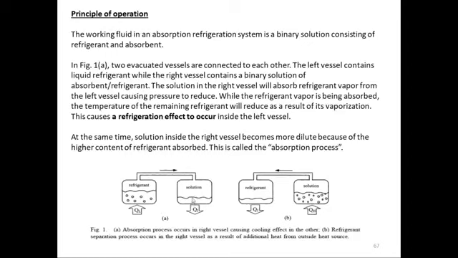This lithium bromide salt has an affinity for water vapor. It attracts water vapor. When the pressure is the same, we said it's evacuated, so we are making the pressure the same first, and then as soon as we connect the two, what will happen? This lithium bromide solution, which has an affinity for water vapor, will attract water vapor from here and it will start coming here. So this salt will be changing into solution. Slowly it will become solution and the refrigerant will be moving out from here.